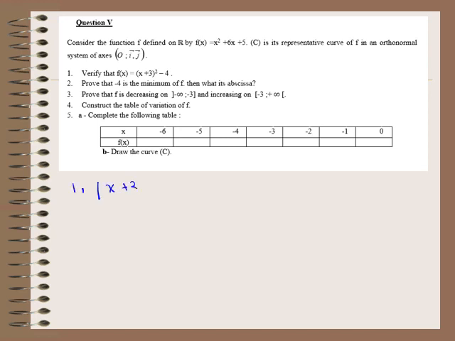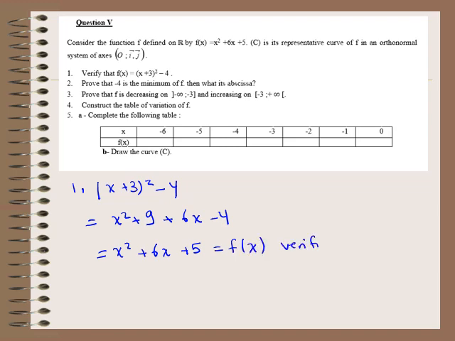(x + 3)² − 4 equals x² + 9 + 6x − 4, which equals x² + 6x + 5, equal to f(x). Verified.